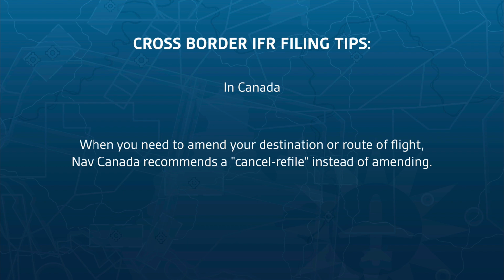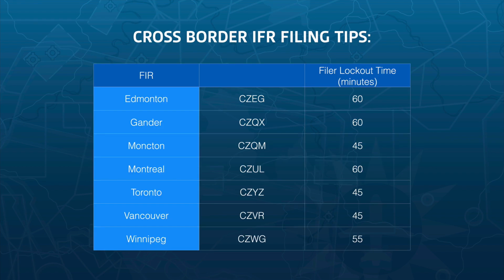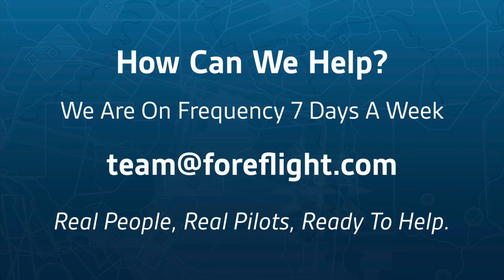And this is one caveat that we recommend in Canada. When you need to amend your destination or route of flight, we do recommend that you just cancel and refile instead of trying to amend the flight plan. It just makes things a lot cleaner on the NavCanada side of things. And that's what we've been recommended that we do. The FIRs, again, listed filer lockout windows. If you want to make any amendments within that window, we suggest calling them directly. And that's pretty much it.